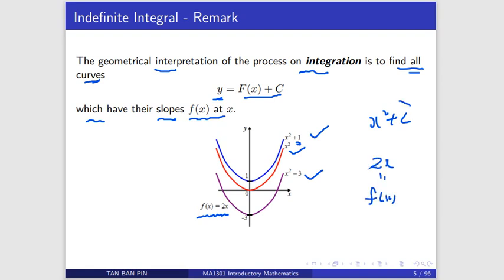So all curves big F of x equal to x squared plus c. All curves of the form x squared plus c will have slope f of x equal to 2x. So in this example, you can take big F as x squared. So all functions of the form x squared plus c will have slope 2x.